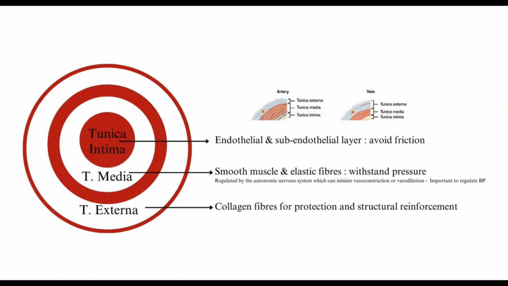This muscle is regulated by the autonomic nervous system, which can initiate vasoconstriction, where the muscle contracts and the vessel narrows, or vasodilation, where the muscle relaxes and the vessel widens. This is important to regulate blood pressure. Then the externa, which is made of collagen fibers for protection and structural reinforcement.